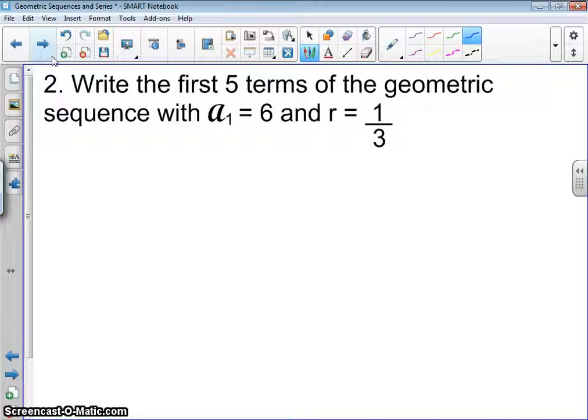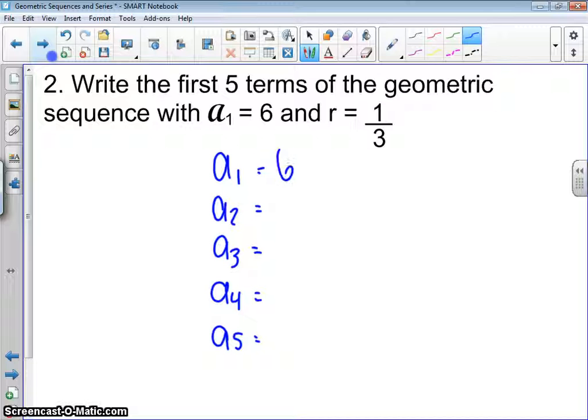Alright, so we want to write the first 5 terms of the geometric sequence: a1, a2, a3, a4, a5. And I know that a1 is 6, and then r is 1/3. Multiplying by 1/3 is the same as dividing by 3. A lot of the times if they want you to divide by 3, they'll just tell you that r is 1/3, and then this is what you would multiply by.